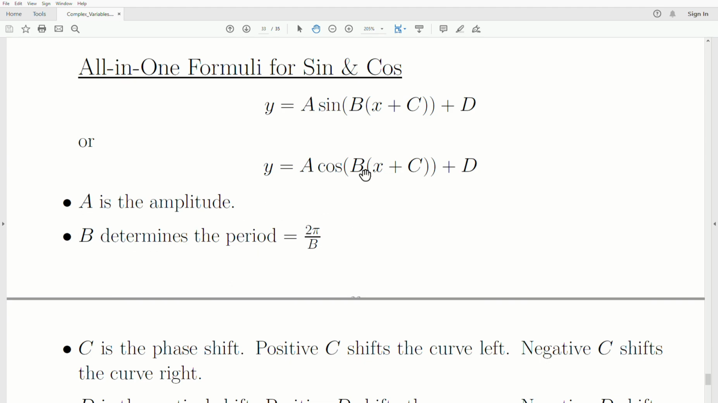Then b determines the period of the function. Remember, the period is how long it takes for the function to start repeating. And for sine and cosine, it's 2 pi over b. So the original function, sine and cosine, has a period of 2 pi. But with that constant multiplier, if you divide by it, then that creates the period for that new function.